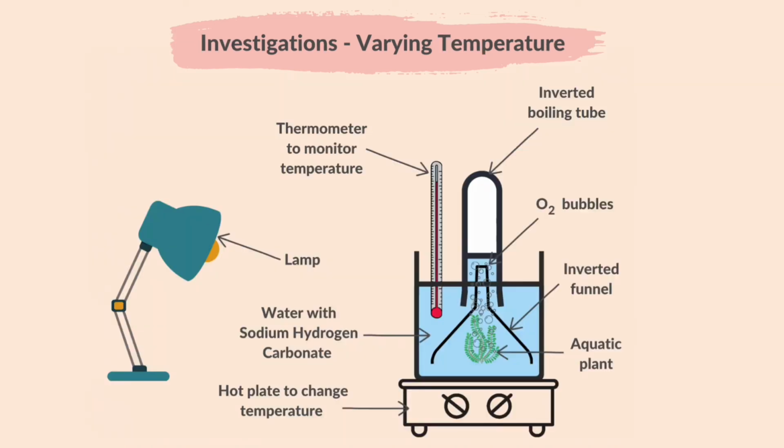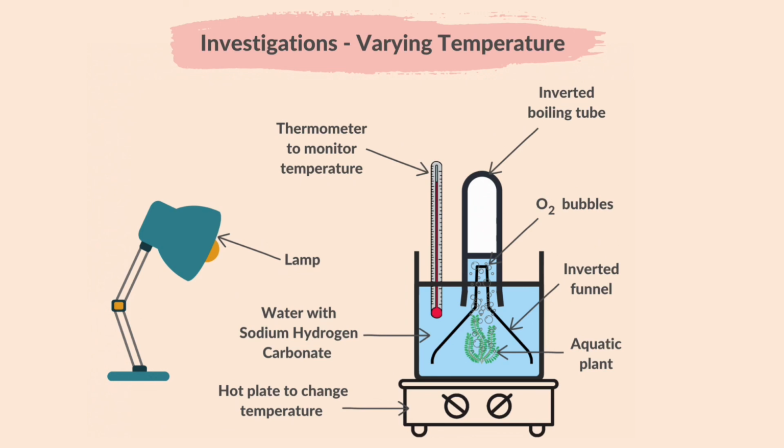Now let's investigate the effect of changing temperature on the rate of photosynthesis. Once again, the experiment is set up similar to the previous one, where a photosynthesizing aquatic plant is placed in a beaker filled with sodium hydrogen carbonate solution. An inverted funnel is placed on the plant and an inverted boiling tube is placed on the end of the funnel. A thermometer is used to monitor the temperature of the solution. A lamp is placed near the beaker and the distance of it from the beaker must be kept constant.